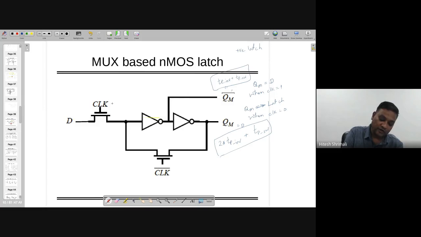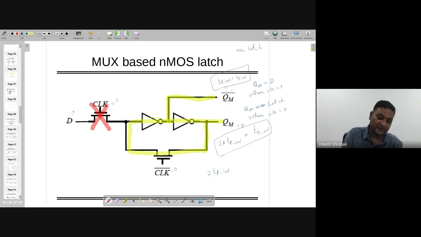So when clock equal to 0, this transistor is going off. It's detached from the output. However, the feedback loop is coming into picture, and this switch is on. So for that, you need two propagation of inverter to get the settled output.